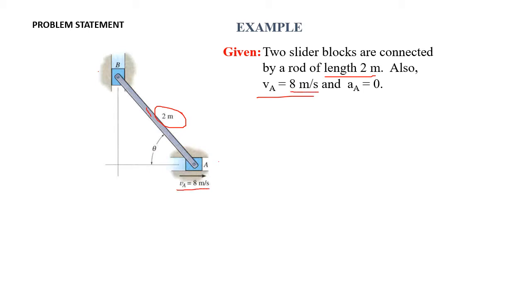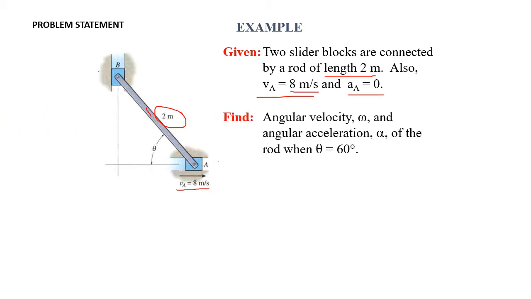They also tell us that V sub A, slider block A, has a velocity of 8 meters per second. We can see that down here. It's moving to the right at 8 meters per second. And slider block A also has an acceleration, A sub A, of 0. Now they want us to find our angular velocity, our omega term, and our angular acceleration, our alpha term, of the rod when our theta angle here is equal to 60 degrees.